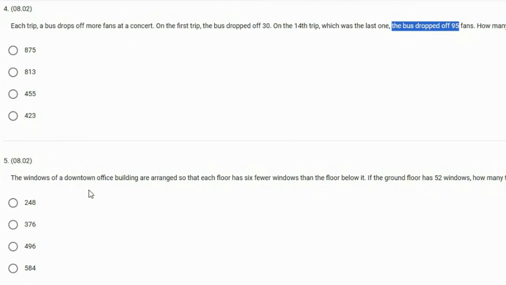The windows of a downtown office building are arranged so each floor has 6 fewer. There's your common difference, -6, than the floor below it. If the ground floor is 52, how many total windows are on the first 8 floors? So you know the common difference, you know the first term, you know how many floors. You can use the second formula and do that.